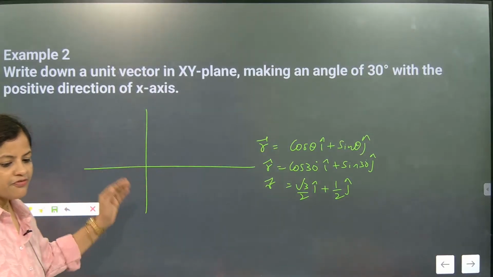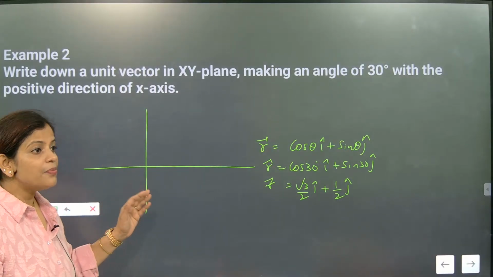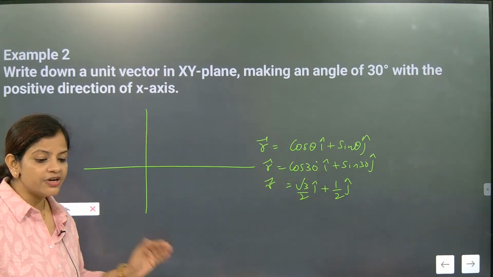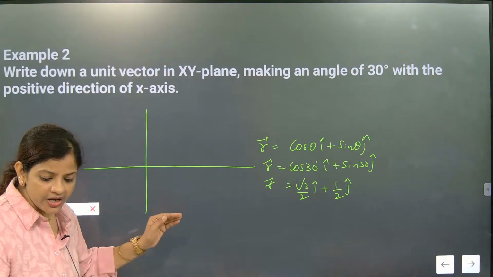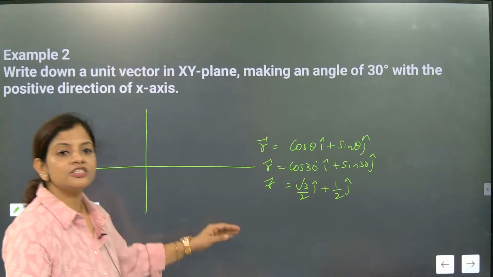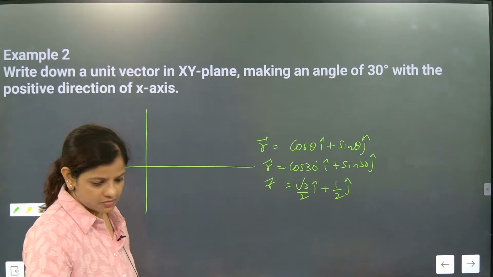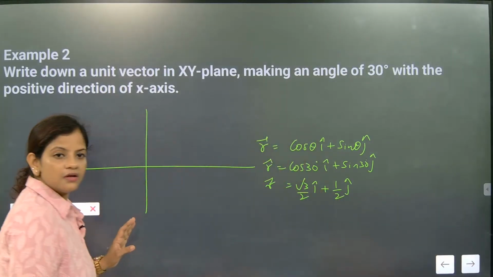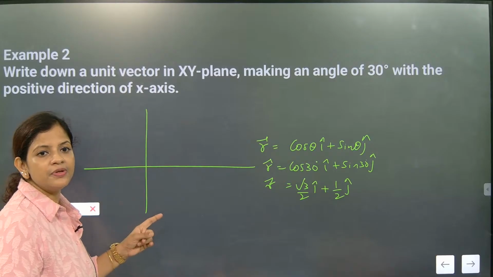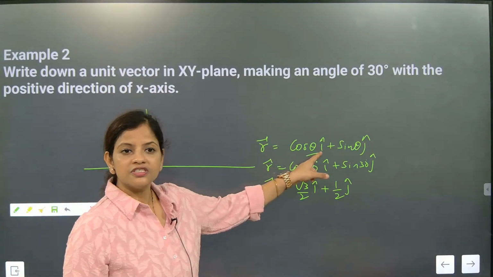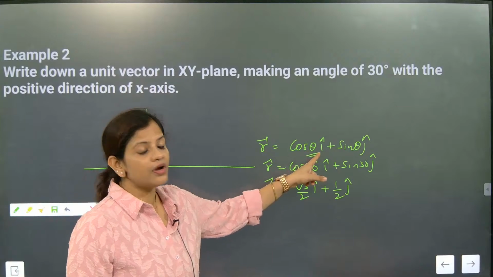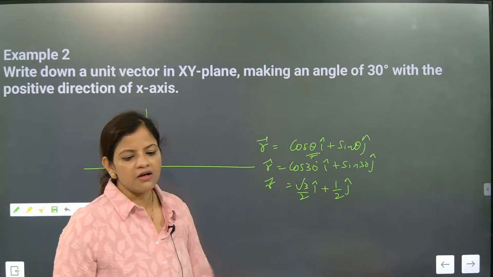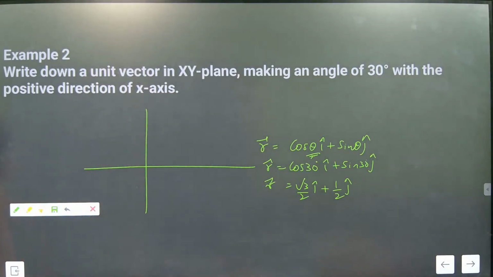So without deriving that formula, is it easy now? Because for all xy, we got a general equation. In the general equation, we have learned cos theta i plus j sin theta. The answer comes directly. Did we have to do anything? If 60 degrees is there, instead of theta, you put 60 degrees. If 120 degrees is there, put 120 degrees. Understood? You will keep on getting the values. That's the beauty of this formula.